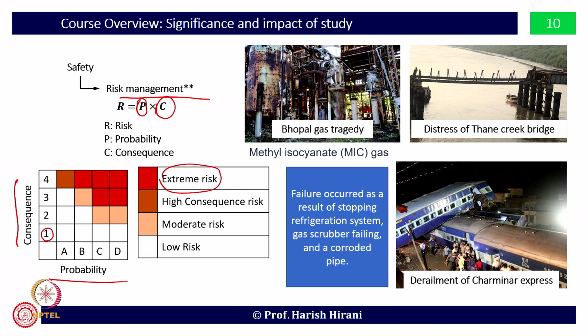So, you can see B, C, D, as the probability increases, more and more red color is coming here, which means they need to be investigated in depth. While in this case, the consequences are not very harsh, and only if the probability of failure increases do we go to a moderate risk. So, we need to analyze the whole system from a risk point of view.